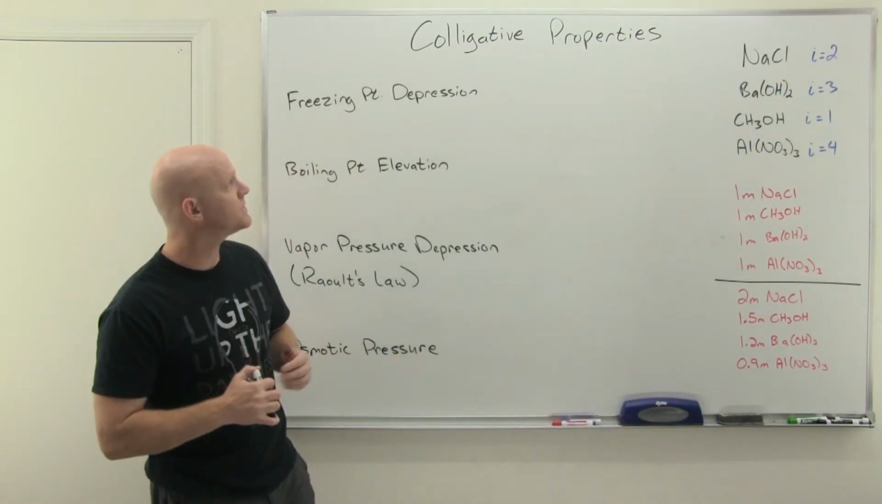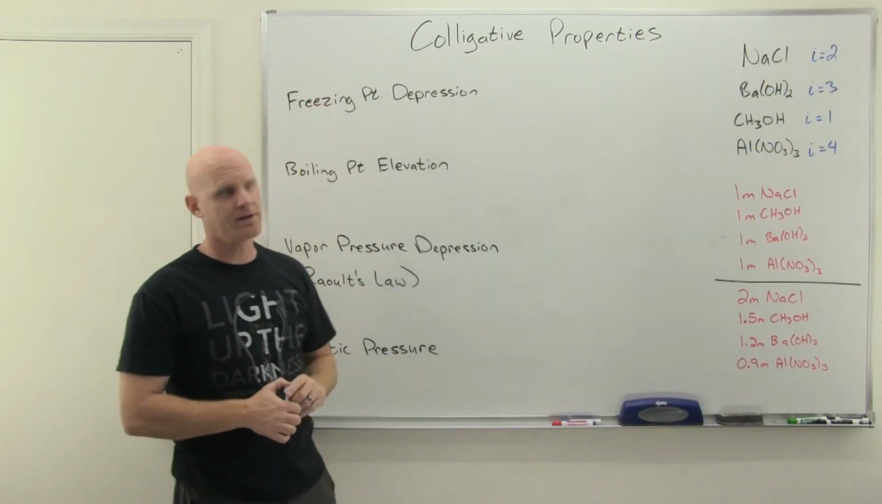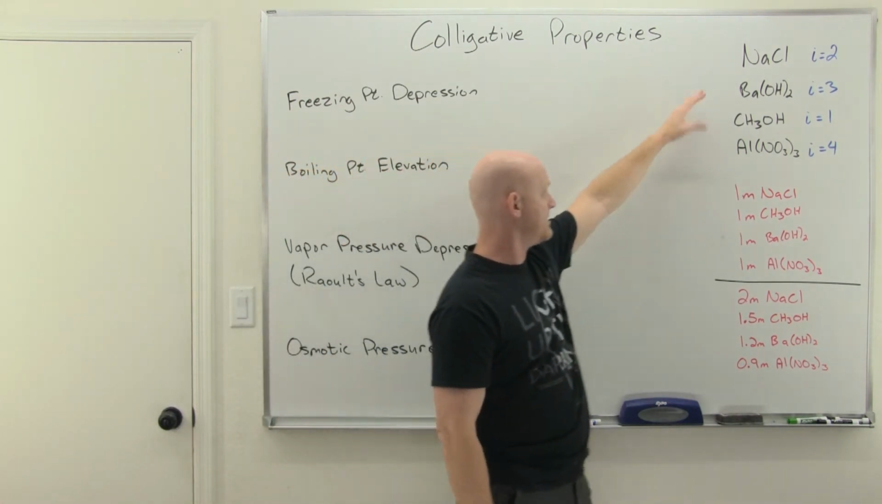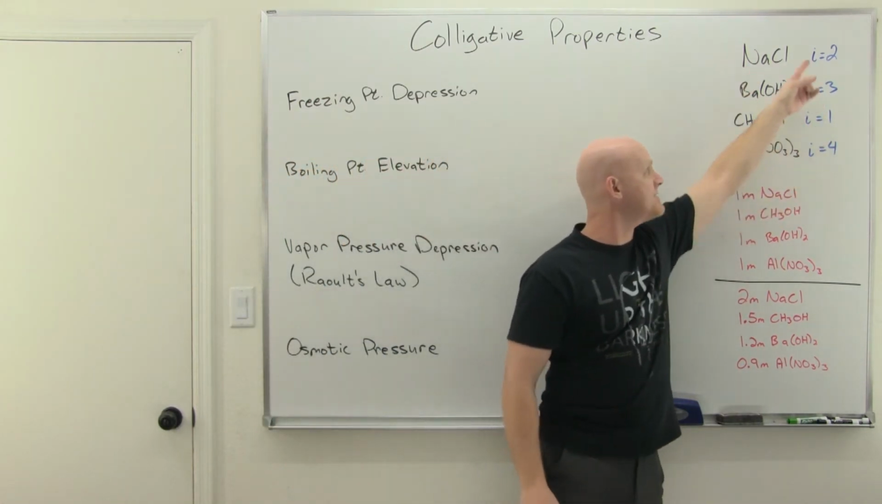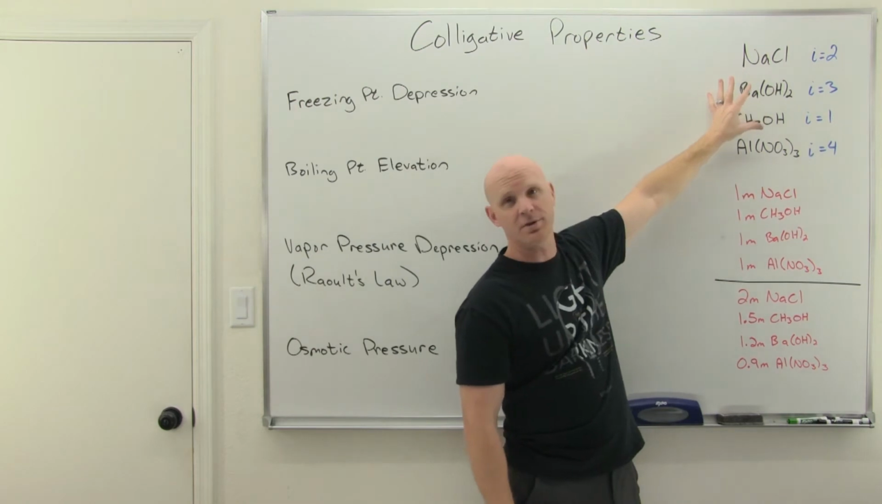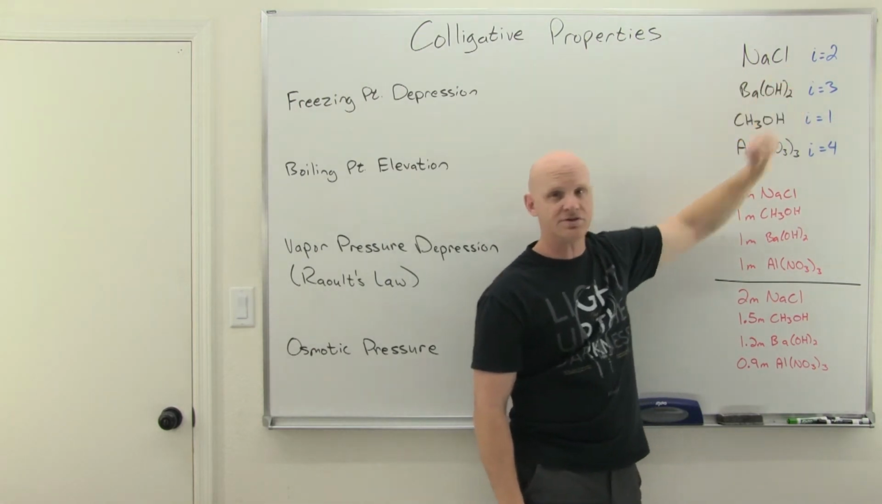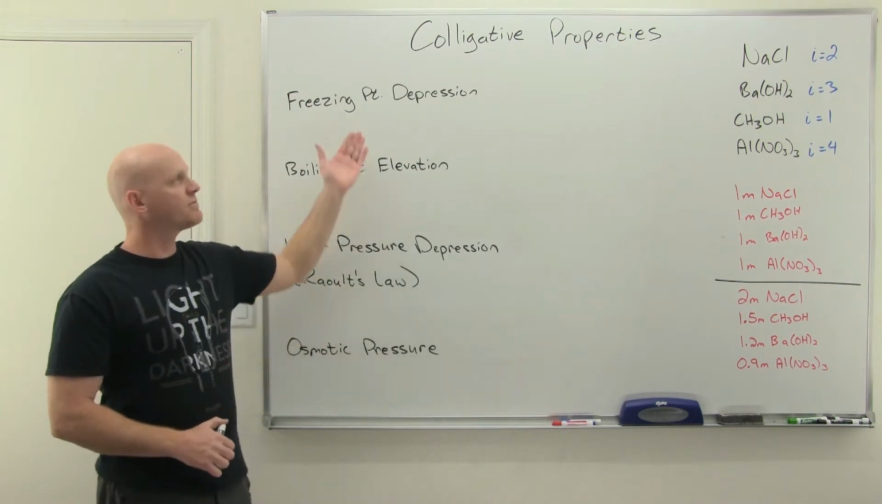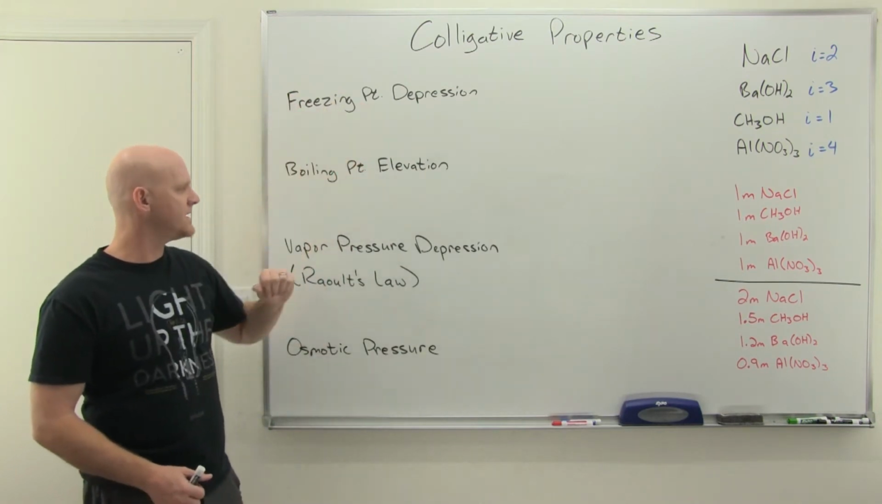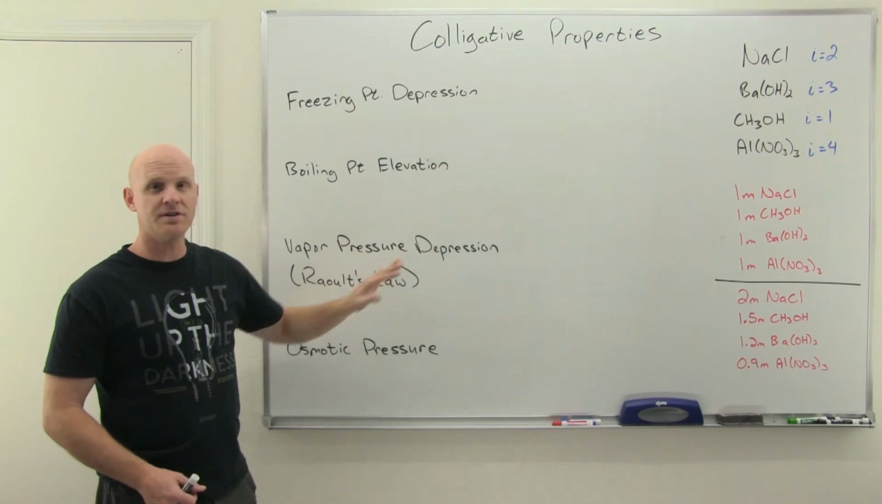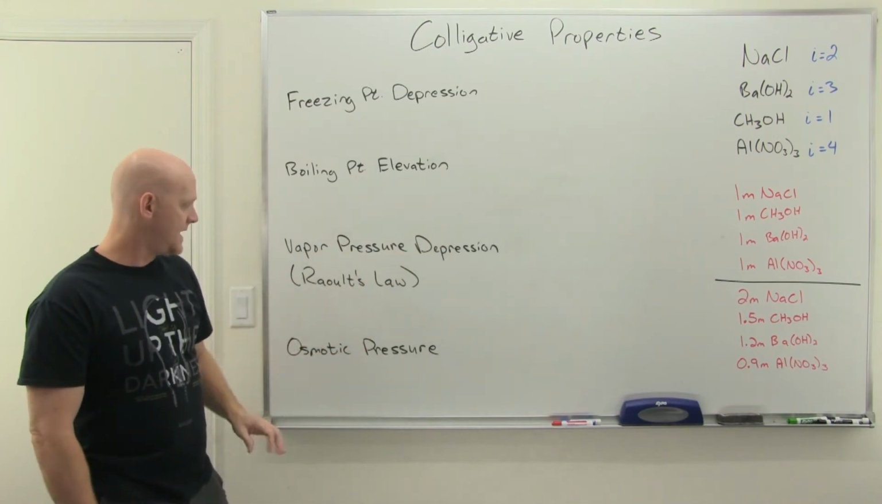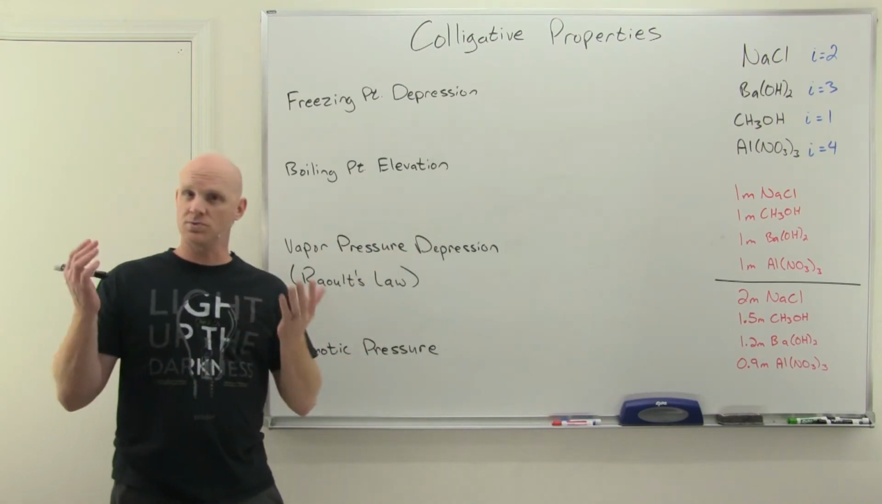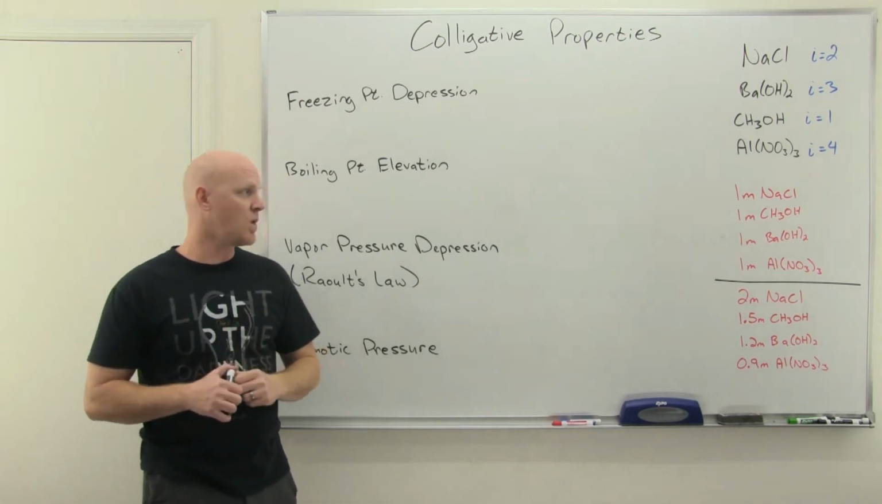All right, so I want to introduce our 4 fundamental colligative properties here. And the 4 different compounds we found the Van Hoff factors for a second ago, we're going to use those in a little bit, so I copied them up over here so we can look back at them as needed. But our 4 colligative properties are going to be freezing point depression, boiling point elevation, vapor pressure depression, which is governed by what's called Raoult's law, and then osmotic pressure related to osmosis, which is the diffusion of water.